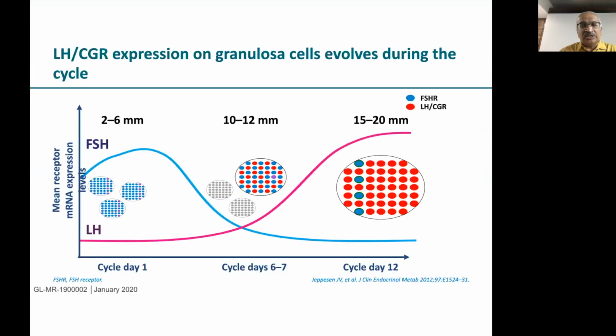This is a well-known diagram which talks about the development of LH receptors. LH receptors generally are very few in a follicle of about 2 to 6 millimeter. By 10 to 12 millimeter, about 50% of the granulosa cells will have LH receptors. But by the time the follicle grows beyond 14 millimeter, most of the LH receptors will be there. So a follicle beyond 14 millimeter is less dependent on FSH and more dependent on LH for its maturity, estrogen level, which ensures good endometrial development and a good hormonal profile of the luteal phase as well.